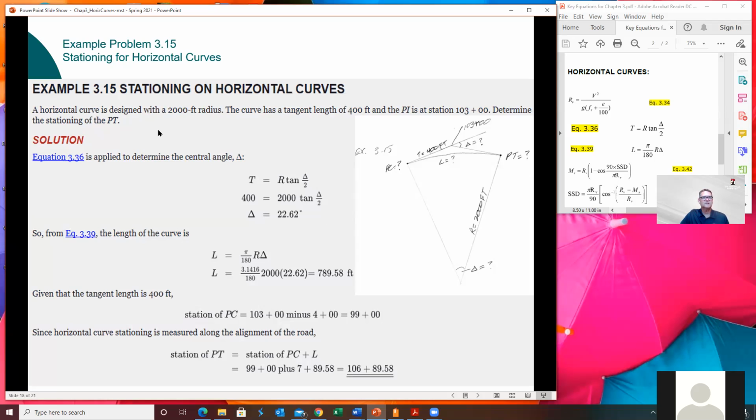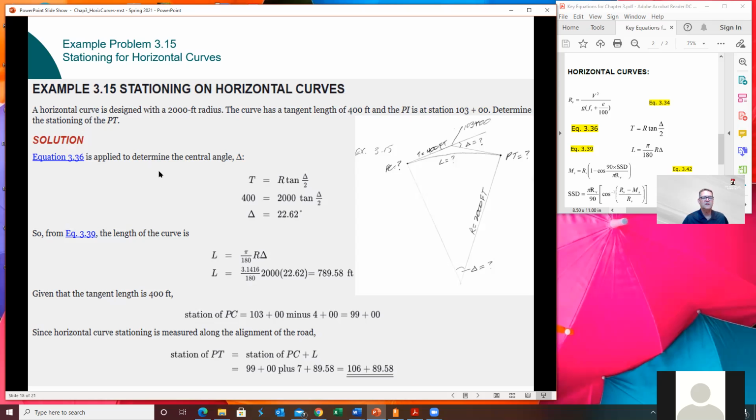It says here, a horizontal curve is designed with a 2,000 foot radius. So that means that the 2,000 foot is R, not R sub V. They just mentioned radius. They don't talk about the driver's eye, etc. The curve has a tangent length of 400 feet, and the PI, which is where the two tangents intersect, is at station 103 plus 00. Determine the stationing of the PT.